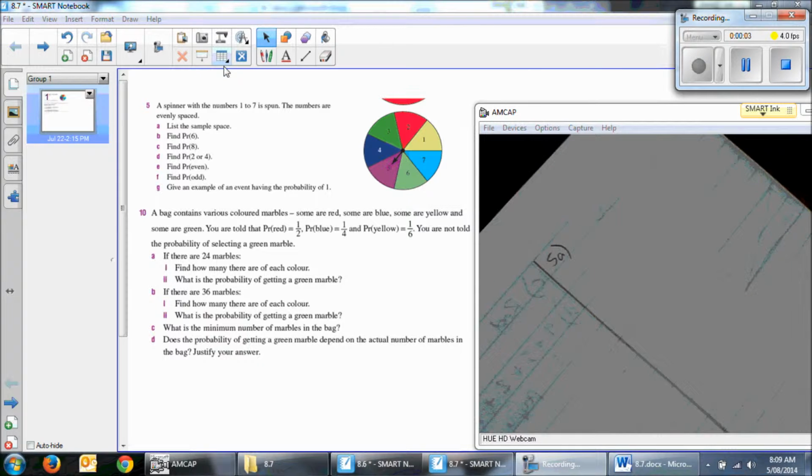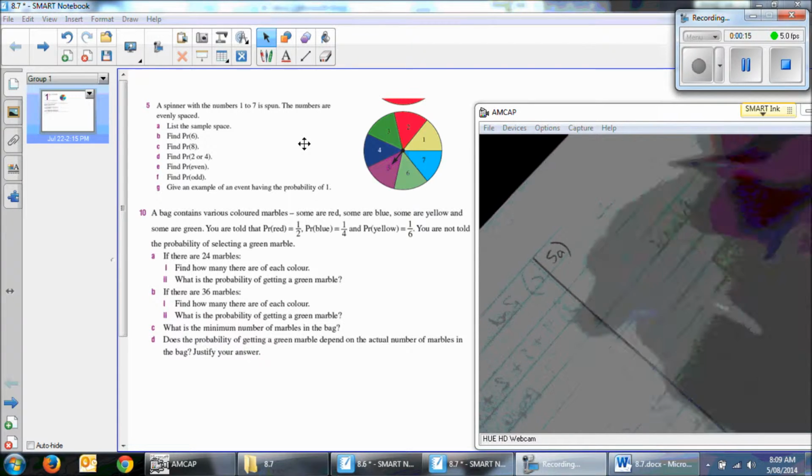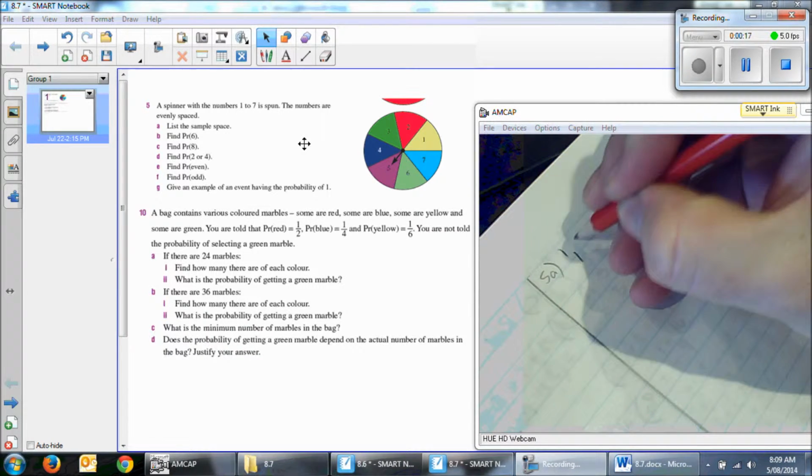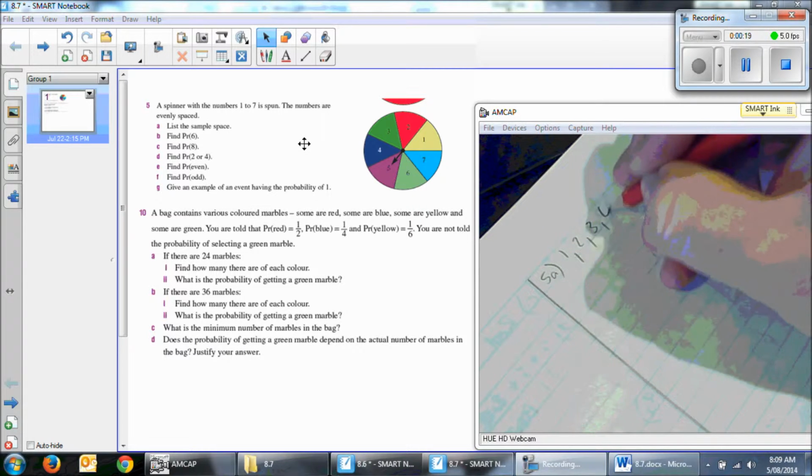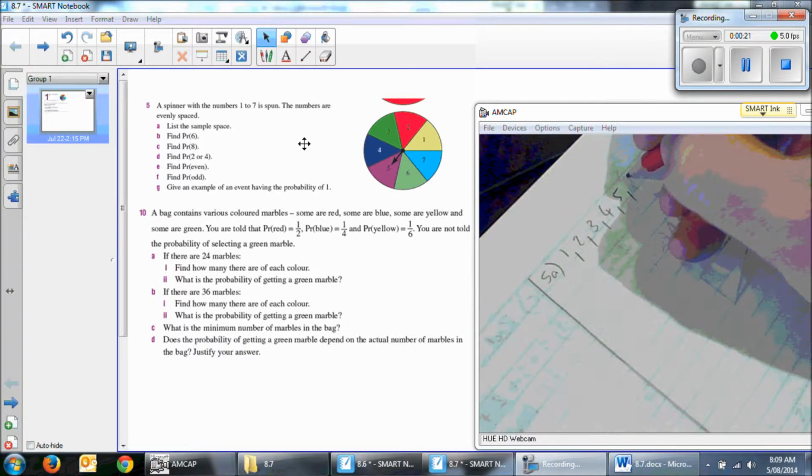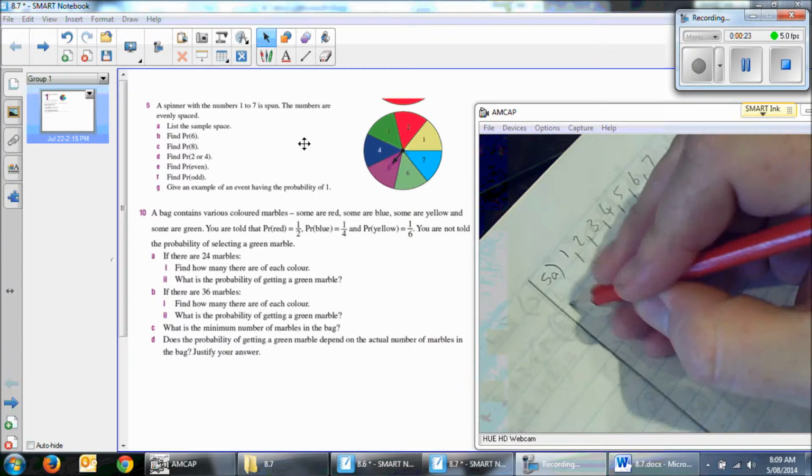Okay, so looking at some theoretical probability. A spinner with the numbers 1 to 7 is spun. The numbers are evenly spaced. List the sample space. So the sample space is what all the possible outcomes are. So we're just going to list them. So they are 1, 2, 3, 4, 5, 6, and 7.